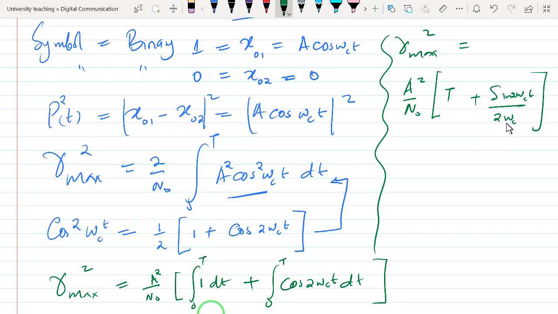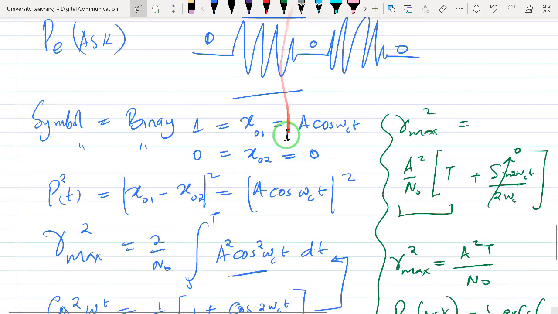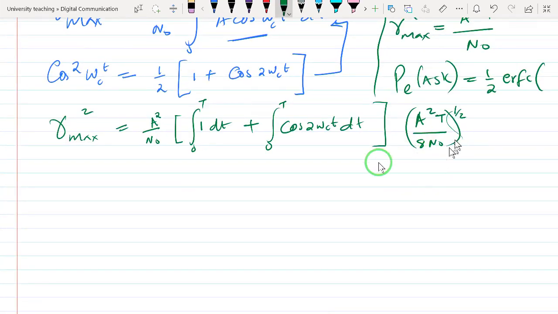When you divide 1 by a high carrier frequency, this term turns to 0, and therefore we are left with only these two terms. Therefore, gamma max squared is equivalent to A squared T all over n naught. And now, because we're looking for PE of ASK, we can say that this is equivalent to 1 over 2 ERFC, and our bracket says that this is going to be A squared T all over 8 n naught. Remember that we had an 8 where we were dividing this 8 here. So of course this is to the power root.